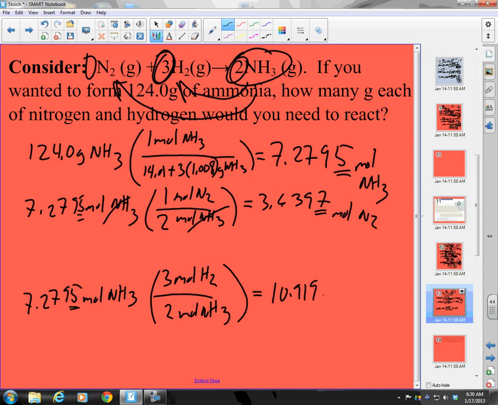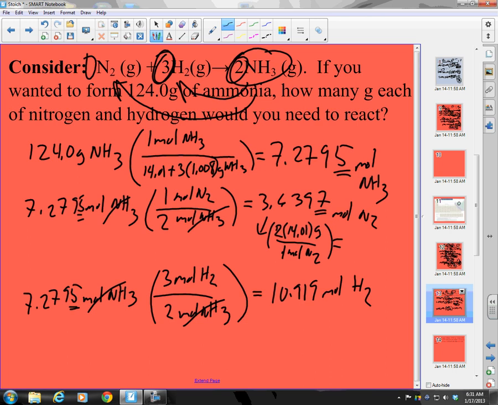10.919 moles of what? The moles of ammonia cancel. I have moles of hydrogen. Now what do I need to do? I need to multiply both of these by their molar mass. So I'm going to multiply by the molar mass. What's the molar mass of N2? 2 times 14.01 grams per mole of N2.